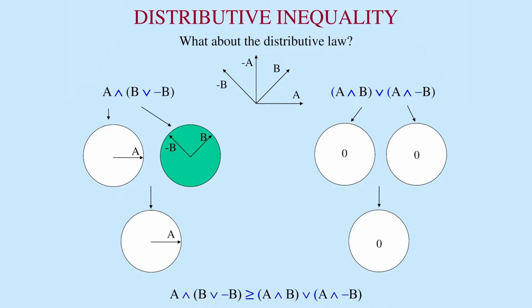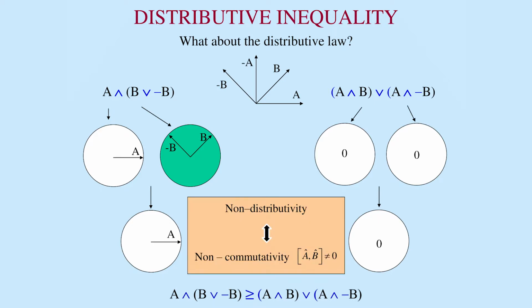Well, we can also do the computation of the other side. Here we have the intersection of two subspaces, and we obtain the null subspace, that means the subspace that only contains the zero vector, and we can also do the disjunction, and we obtain the null subspace. So here we obtain not a distributive equality, but a distributive inequality. That's the reason why the logical structure of quantum properties is not Boolean. It's not a distributive logic.